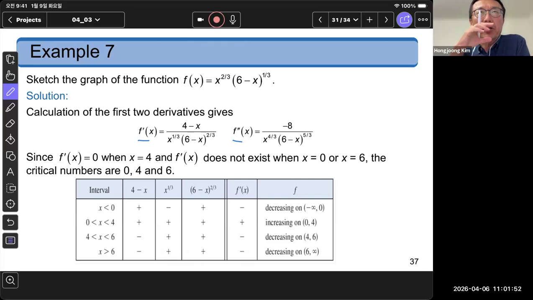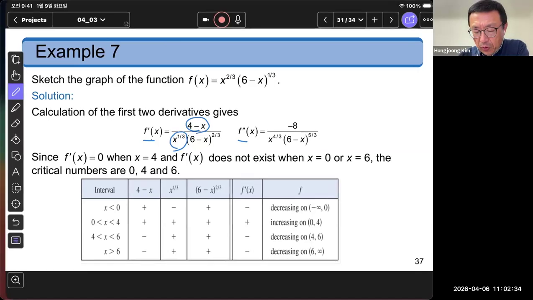Yeah, I mean the approach I used. Now, the problem here is this. f prime is 0 when this numerator is 0. Okay, but the problem with f prime occurs when the denominator becomes 0, right? So if x is 0, then x to the 1/3 will be 0, and f prime at that point is not defined. 6 minus x is 0 when x is 6, and in that case, f prime is not defined either.